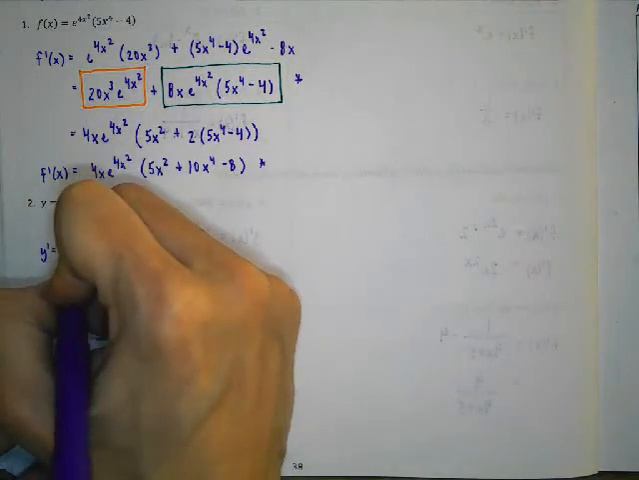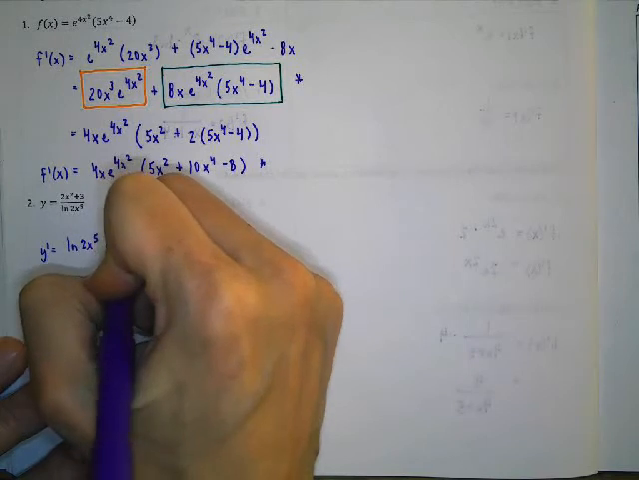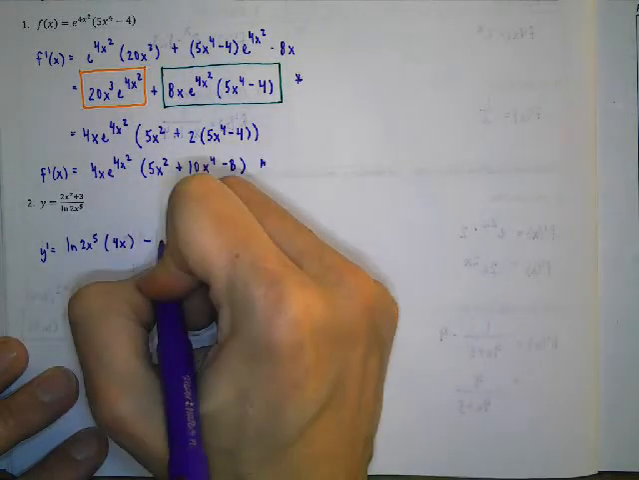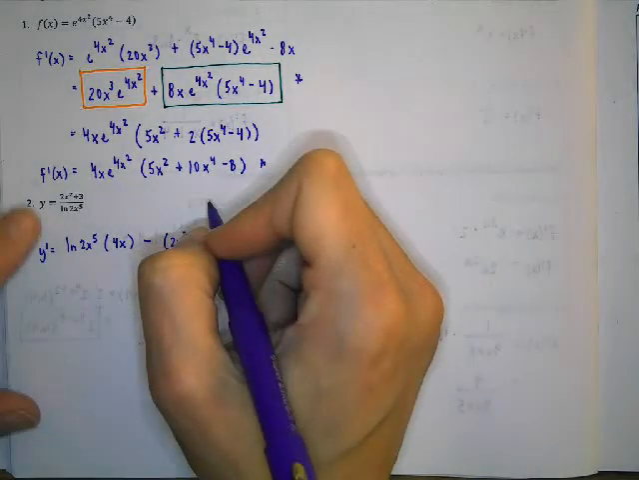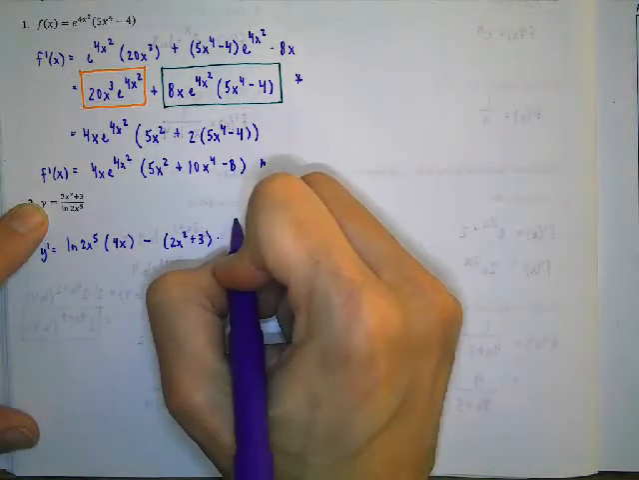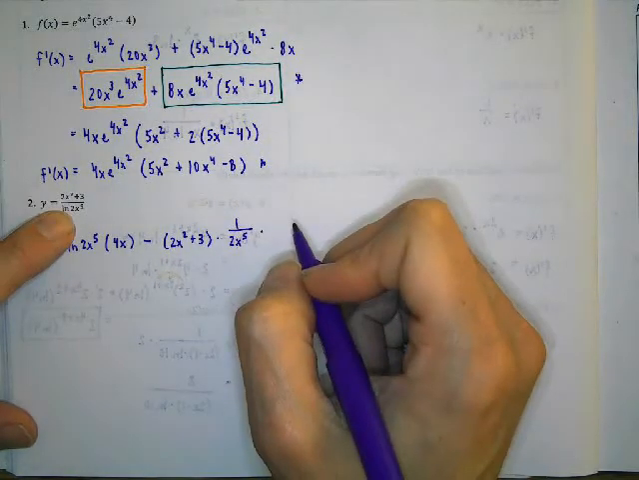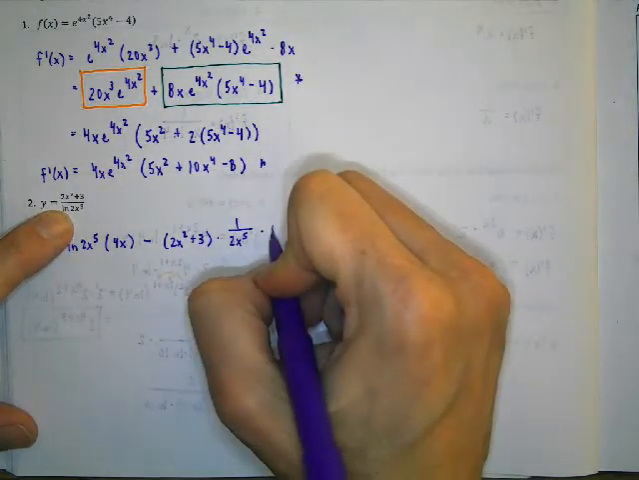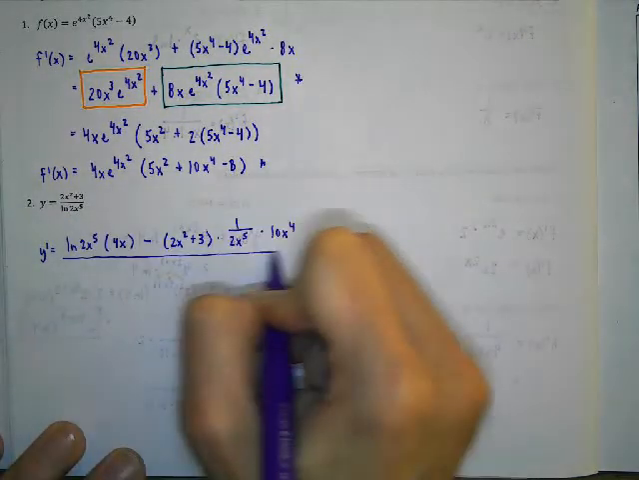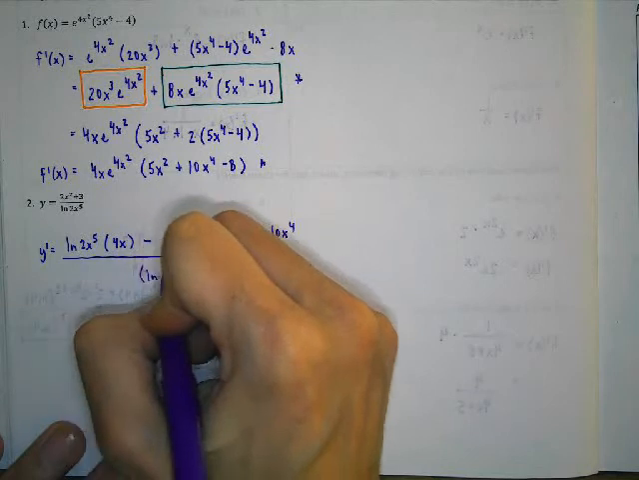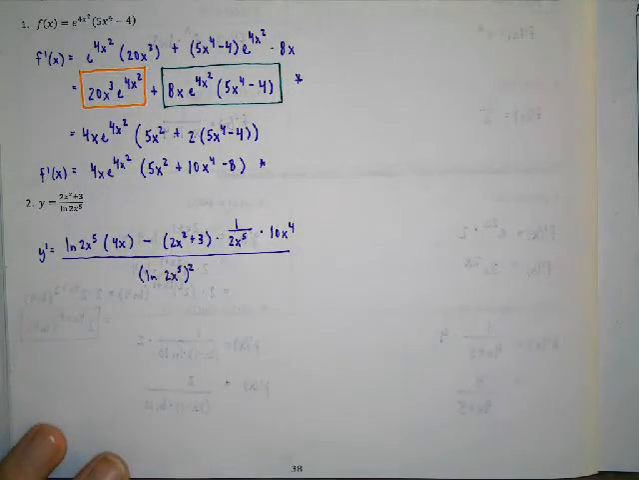So I have my low d high minus my high d low, and so here I'm going to have 1 over 2x to the 5th, and then doing my chain rule piece, I'll have times 10x to the 4th, and that's all over natural log of 2x to the 5th squared.